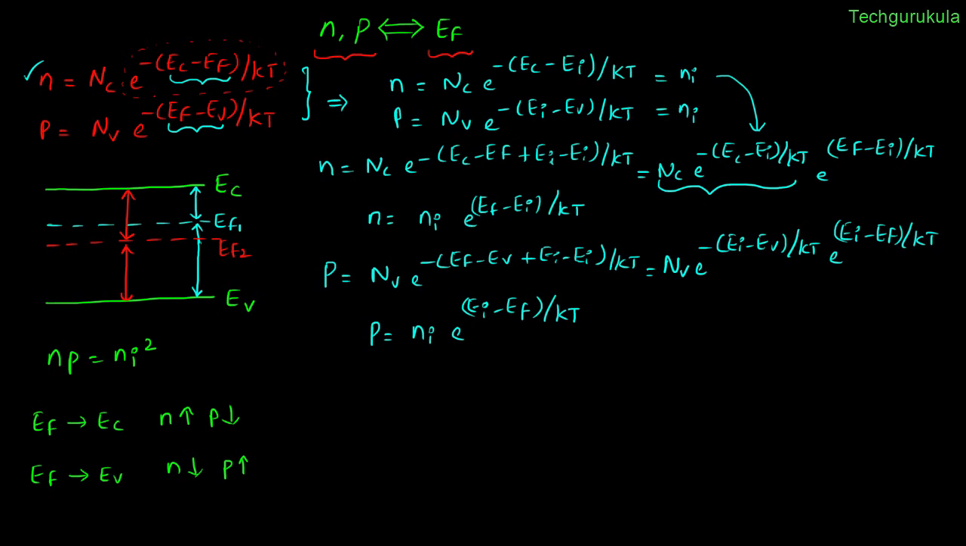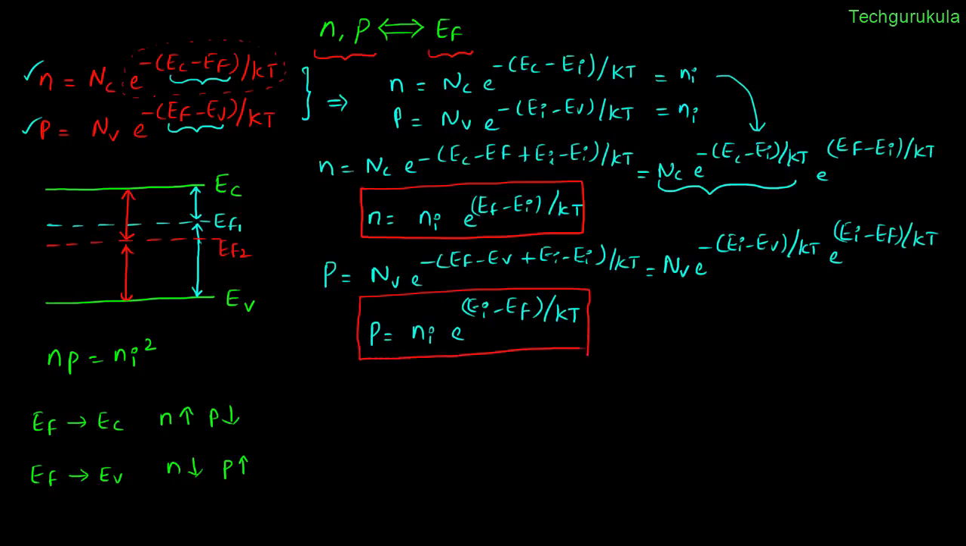So now we have the two expressions in terms of Ec, Ef and Ev, Ef, whereas here we have the electron and hole concentrations in terms of Ef and Ei. So let us understand these two equations in terms of the energy band diagram, where we take the bottom edge of the conduction band to be Ec and top edge of the valence band as Ev.